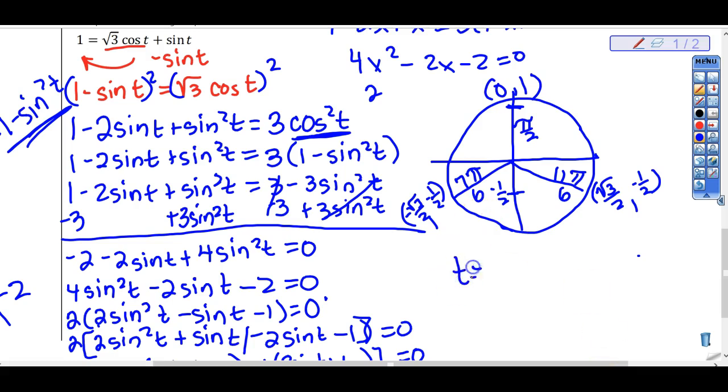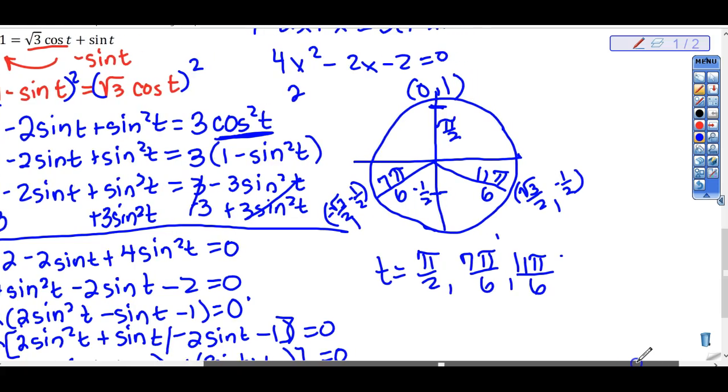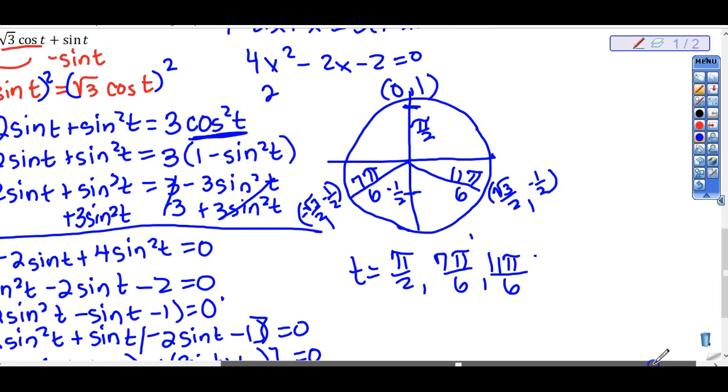Oh my gosh, we are almost finished with the hardest problem we've solved this semester. I don't know, maybe not. No? Oh, okay. So pi over 2, 7 pi over 6, and 11 pi over 6. If this is not the hardest problem we've done all semester, then I'm doing a good job. Because I feel like this one's hard. Or it's at least a lot.